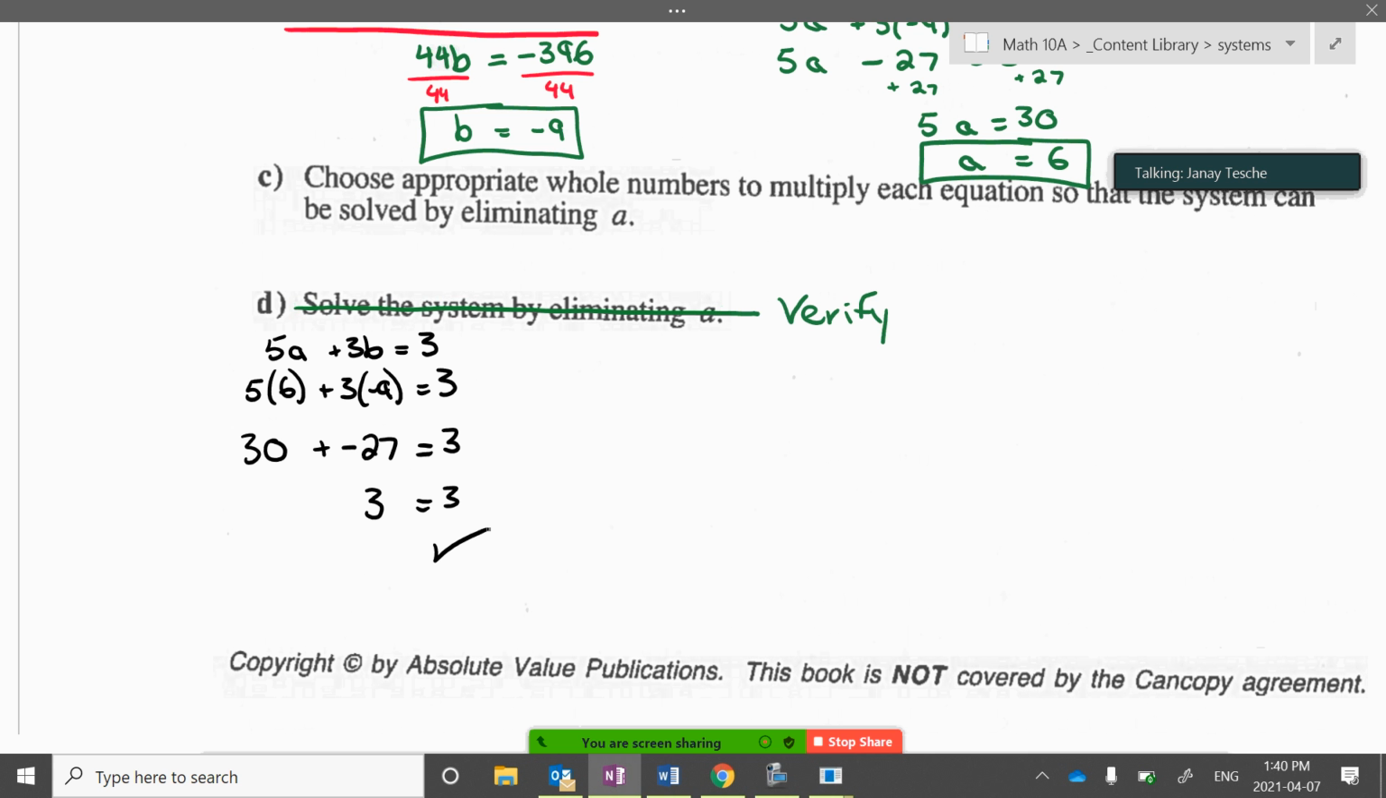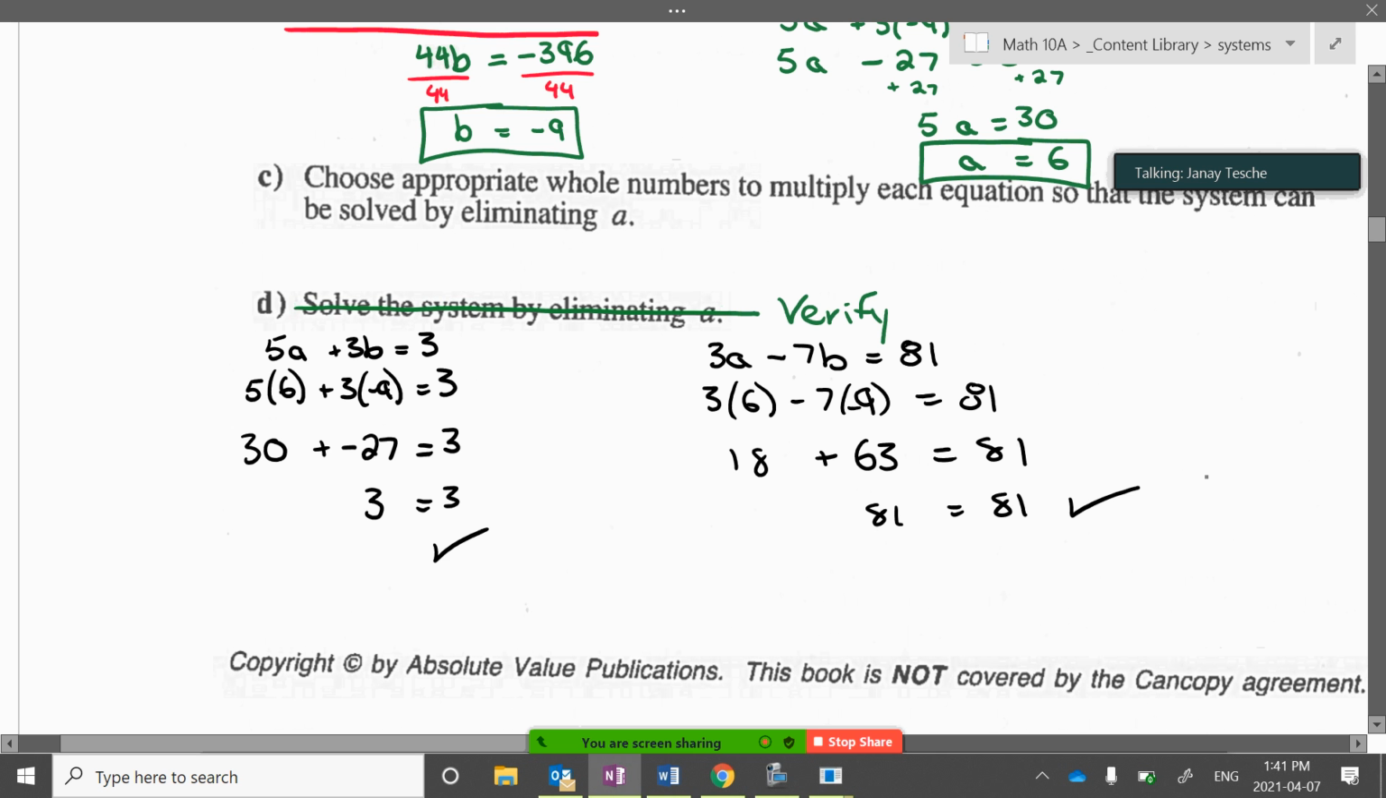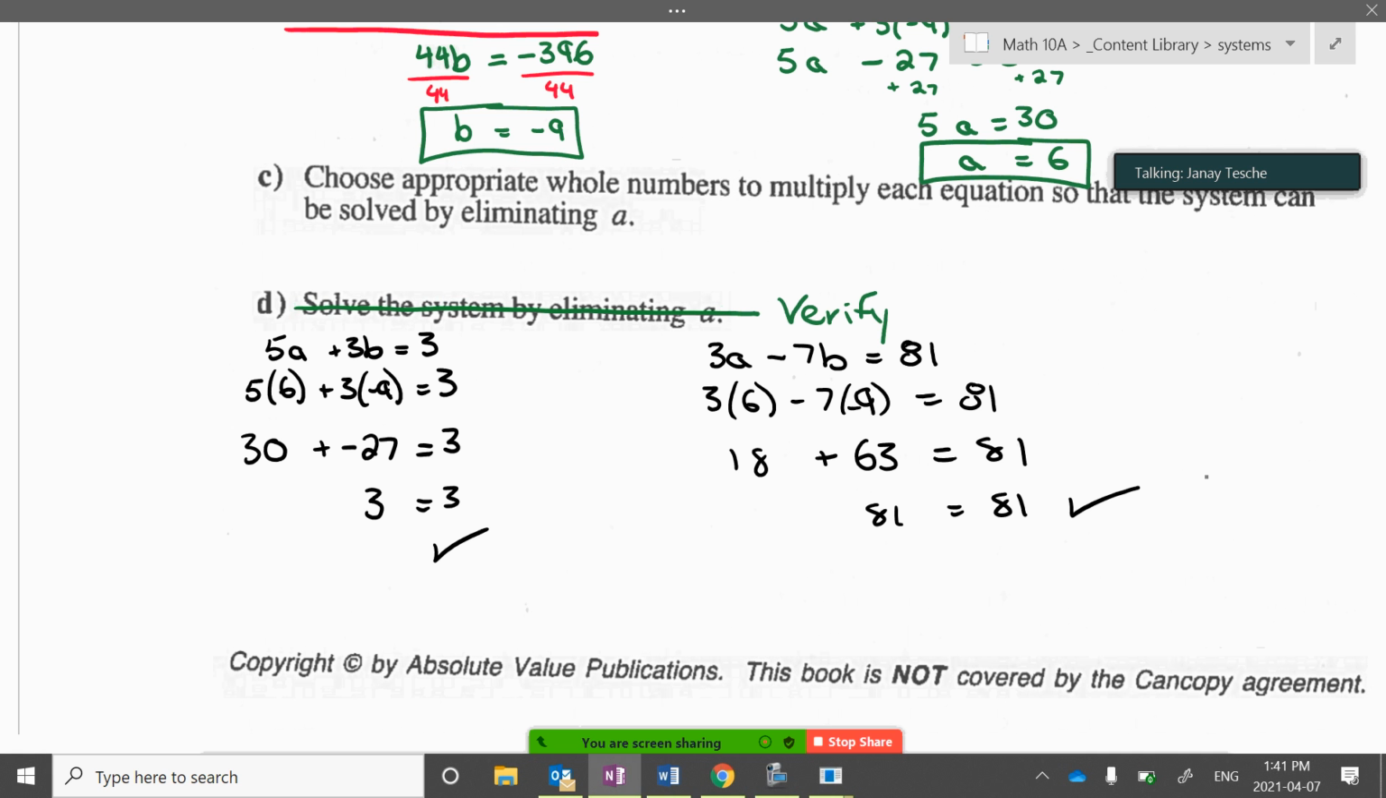So my second equation was 3a minus 7b equals 81. So 3 times 6 minus 7 times -9. -7 times -9 gives me a positive 63, which gives me 81 equals 81. You have to have that final sentence of the same number equaling each other.